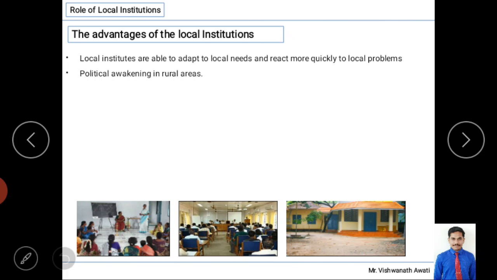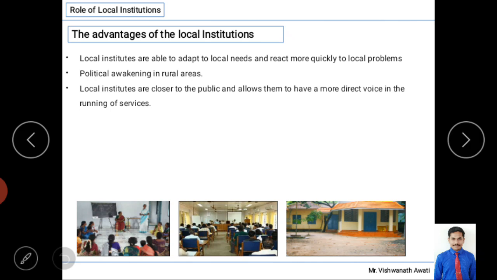Political awakening in rural areas: we are creating political awakening, about how political activities take place, right? How MLAs will work, how MPs will work. All this kind of awareness will be created in rural areas, and if you have knowledge, how we can become a good leader from a normal person. That kind of awareness we can create in local people in rural areas.